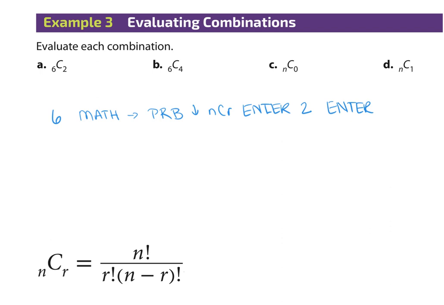All right? If you don't remember how to do it, this guy would be 6 factorial over 2 factorial, 4 factorial. That's what he would look like. So 6 times 5 times 4 factorial over 2 times 4 factorial. Boom, boom. 30 over 2 is 15.